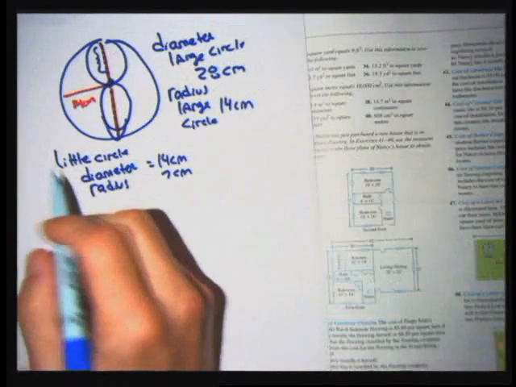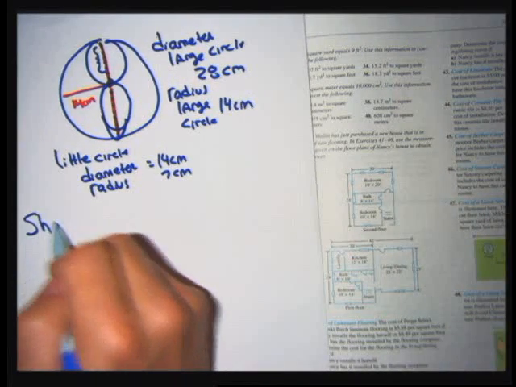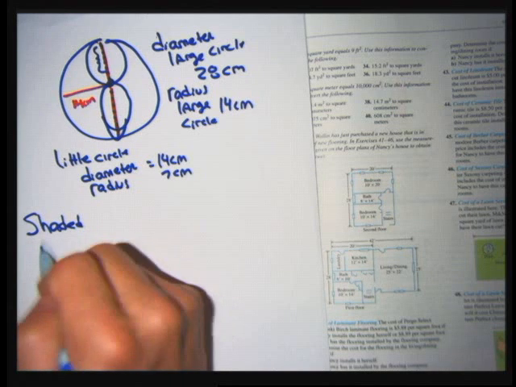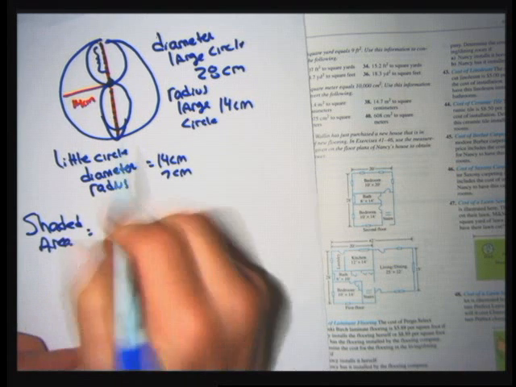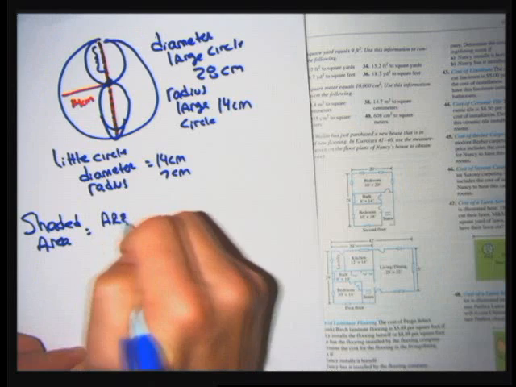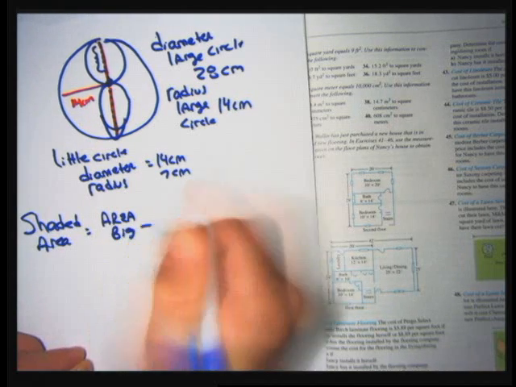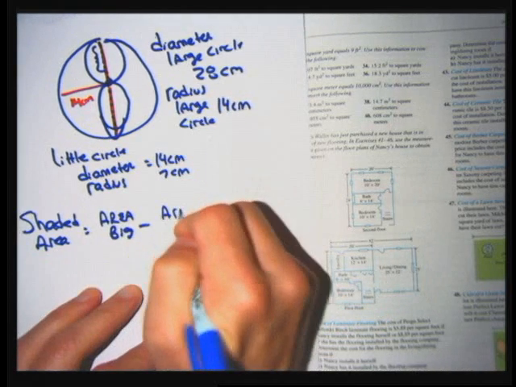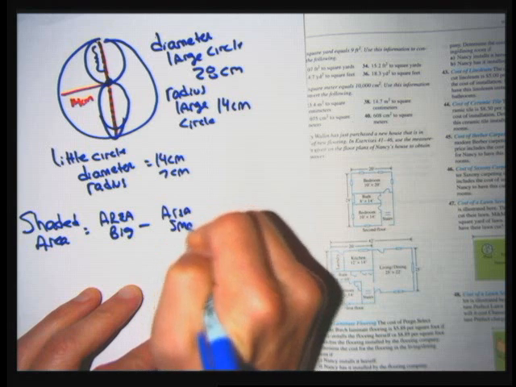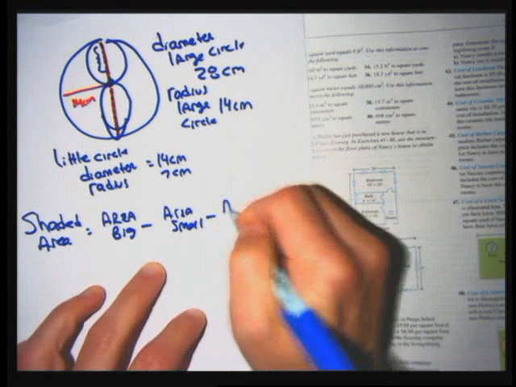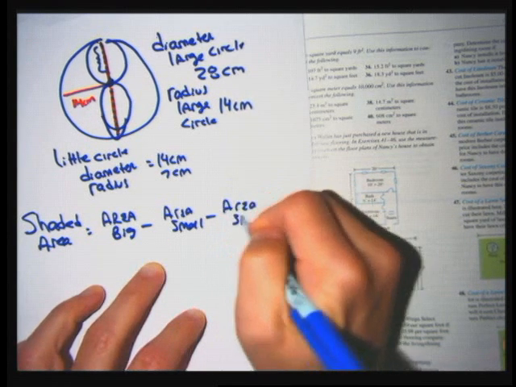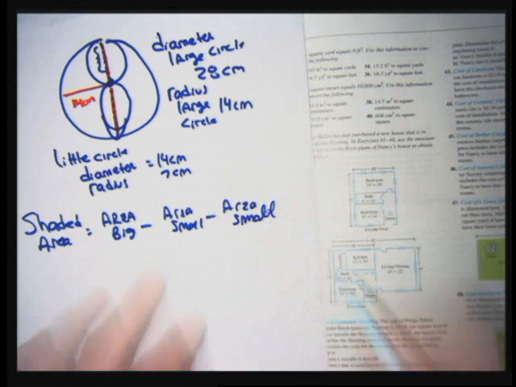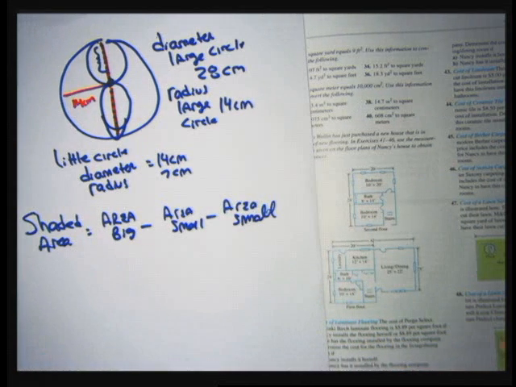So the shaded area that I'm trying to figure out is going to be the area of the big minus the area of one of the smalls minus the area of the other one of the smalls. If you're slick and you realize those 2 small circles have the same area, you could just do the computation once and subtract, or multiply by 2, should I say.